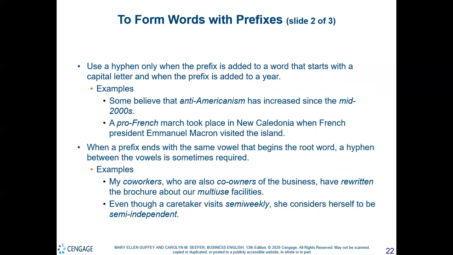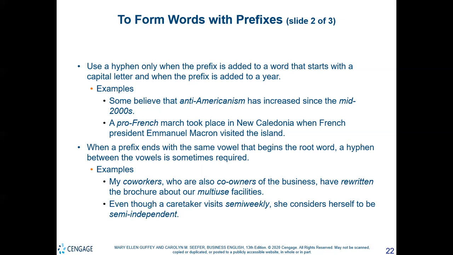Use a hyphen only when a prefix is added to a word that starts with a capital letter and when the prefix is added to a year. Examples: Some believe that Americanism has increased since the mid-2000s. Remember, Americanism is a part of America and has to be capitalized because that's a proper noun. A pro-French march took place in New Caledonia when the French president Emmanuel Macron visited the island. Same thing here: French, France needs to be capital.